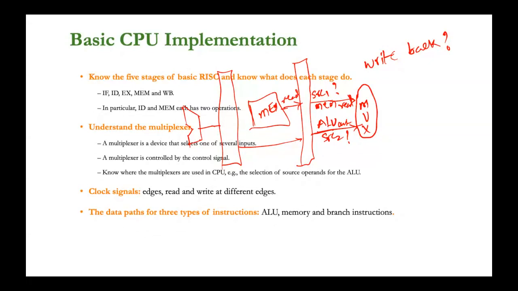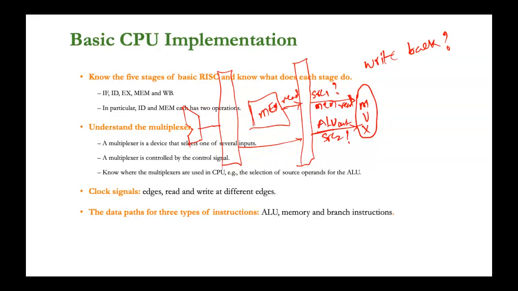You just need to carefully observe the slide which is given to you for the simple 5-stage RISC CPU data path, so that you will get that answer.